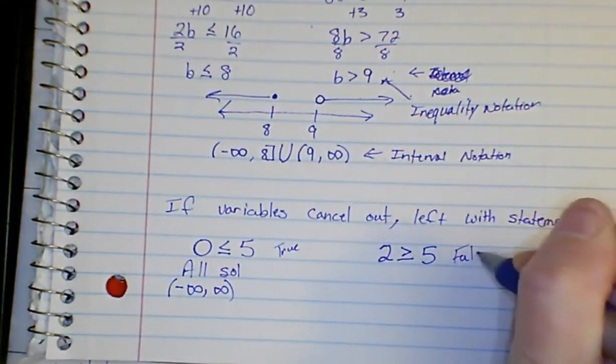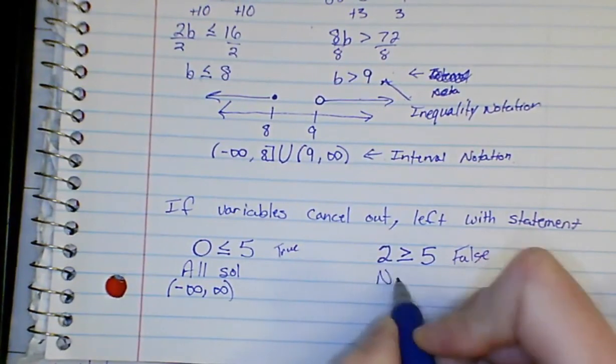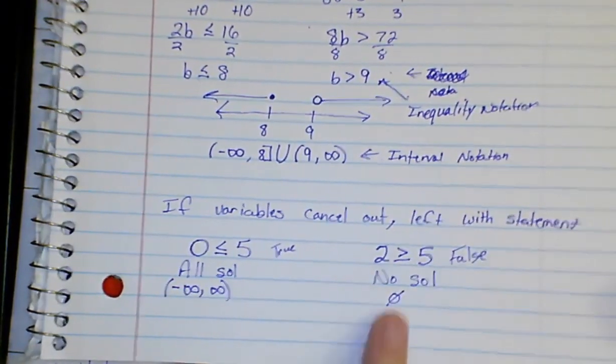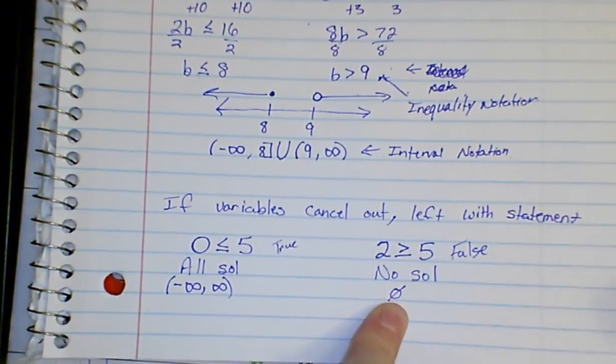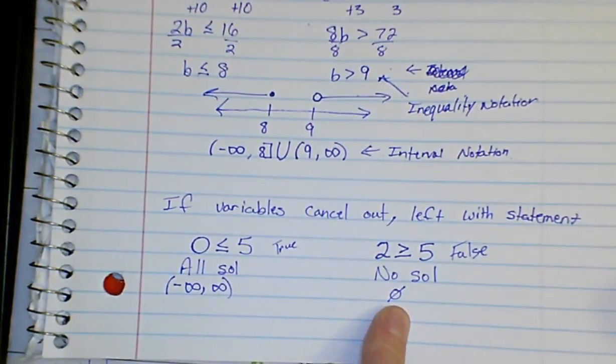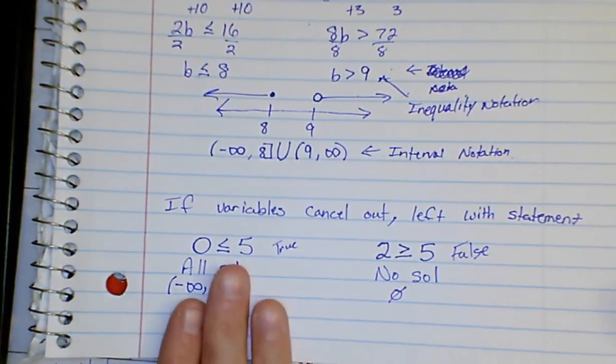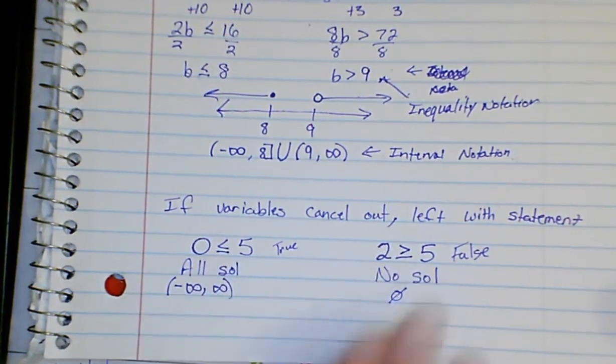So any false statement would be no solution, and then the symbol is empty set, which is hard to find or type on the computer, so no solution will suffice. This is only if the variables cancel out. You're left with a statement.